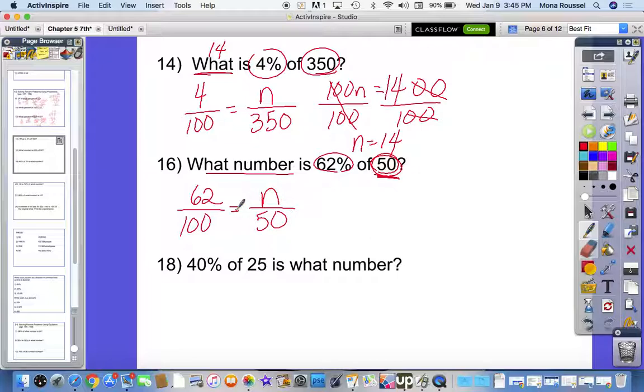So now we cross multiply. n times 100 is 100n. 62 times 50 is 3,100. And we divide both sides by 100. Cancel. Here, you can cancel out those zeros again. 31 divided by 1 is 31.